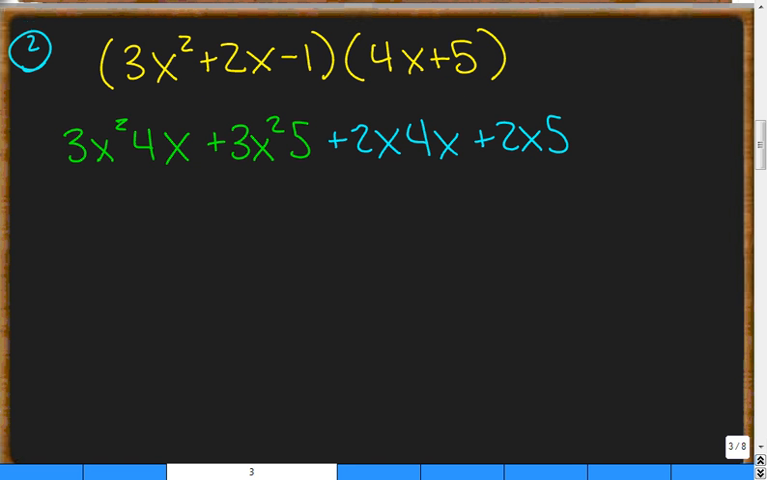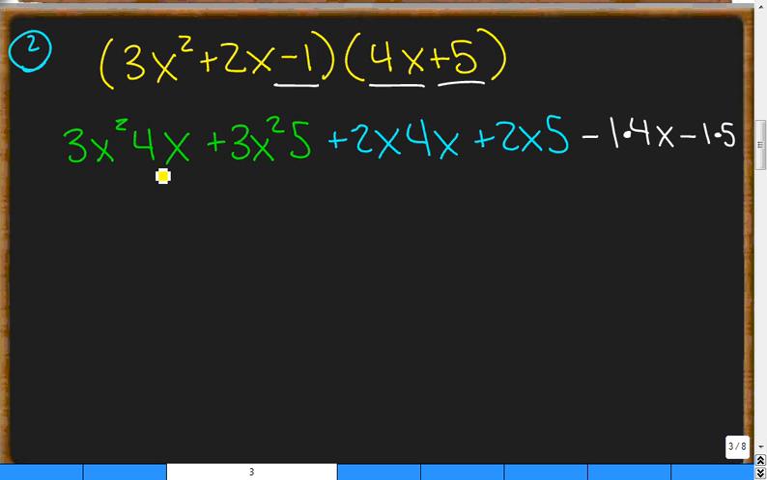And then lastly, you get negative 1 times 4x. In this case, I've been writing the numbers just kind of side by side because I don't have an x here. I want to make sure that I'm indicating that I'm multiplying. And then I do negative 1 times 5. So now you go through and simplify. Take the next step and use that to simplify your terms.